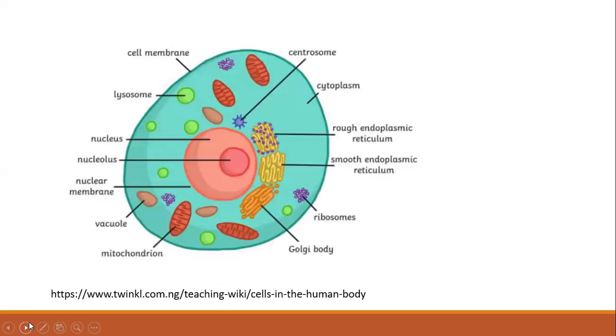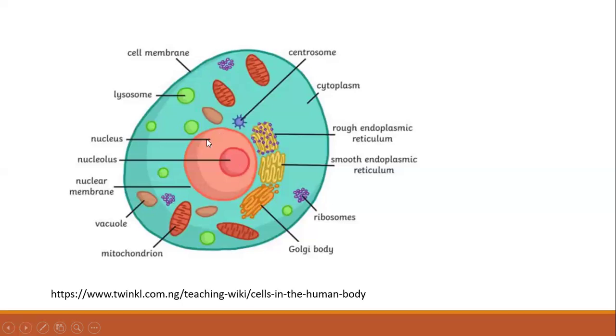Now, if we look at this diagram, which was taken from the link below, it gives us the structure of a cell, and from it we can see the different organelles that are found within the cell. This is the cytoplasm, the fluid-like substance within a cell in which all other organelles are suspended.